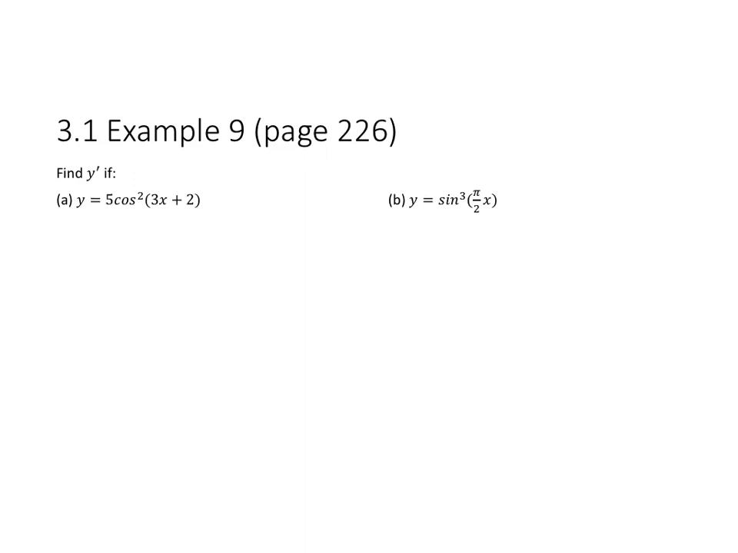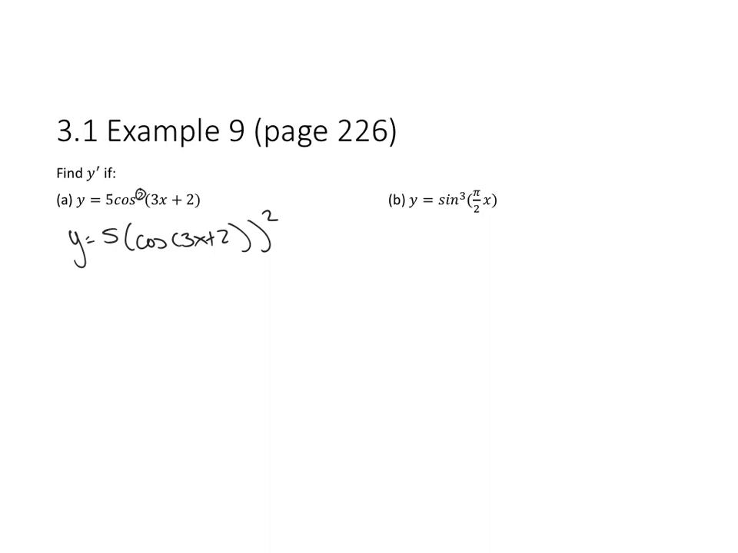Now let's take a look at example 9 on page 226. Before I get started, the first thing I always do is I remember that this squared isn't real. I need to rewrite it. Y equals 5 parentheses cosine 3x plus 2, and then that's squared. That helps me remember which order I need to do things in. For my outermost function, it's going to be the squared. That's my parent.